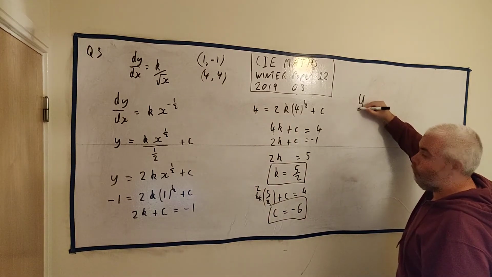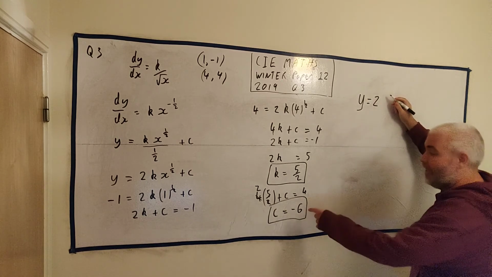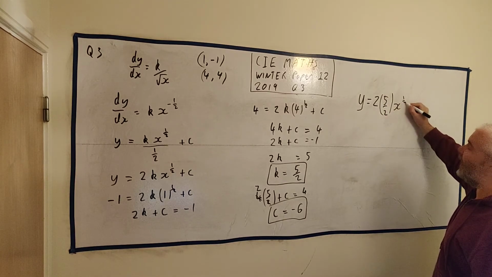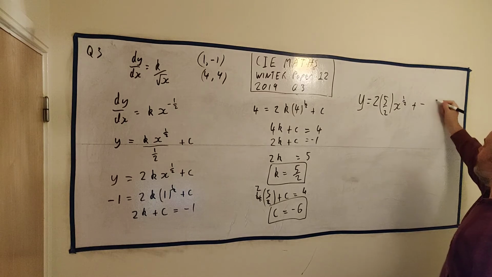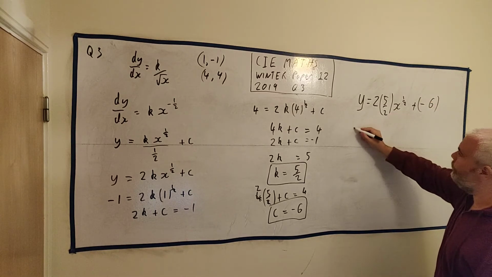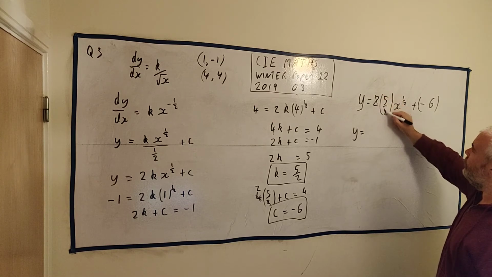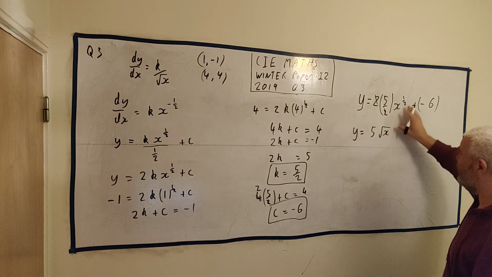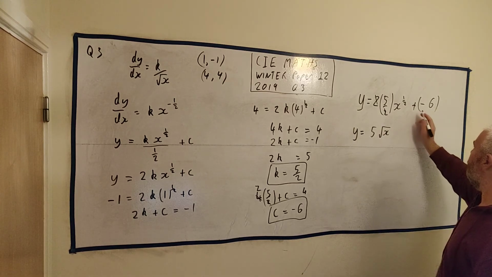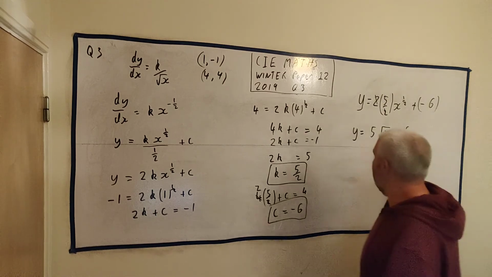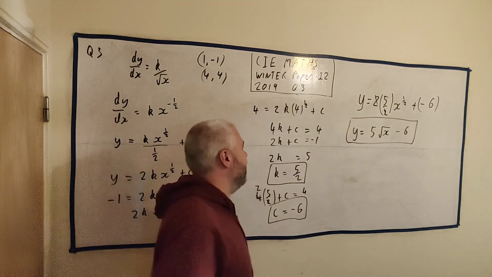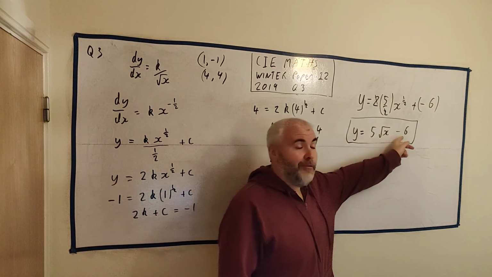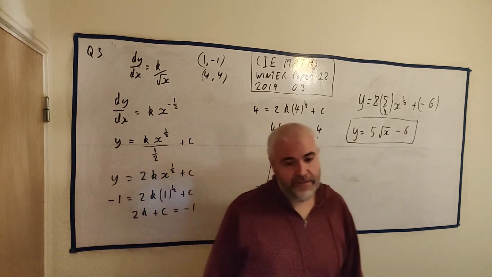So let's just write it again. Y is equal to, instead of k, we write 5 over 2, and x to the power of a half plus c. Instead of c, we write minus 6. Let's clean this up. We get y is equal to, the 2's cancel, we get 5, and let me just write that as the square root of x. You don't have to. You can leave it as x to the power of a half. So plus minus 6. Here's our final answer. That's for full marks. That is the curve. Y is equal to 5 multiplied by the square root of x minus 6. That is the curve they asked us for.